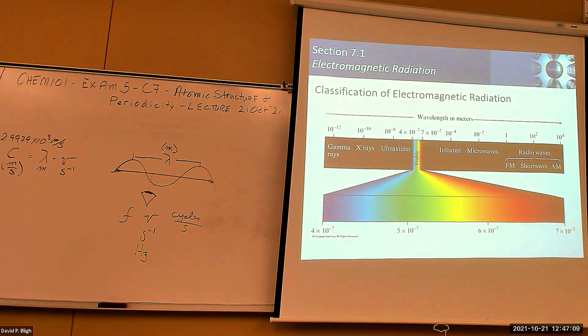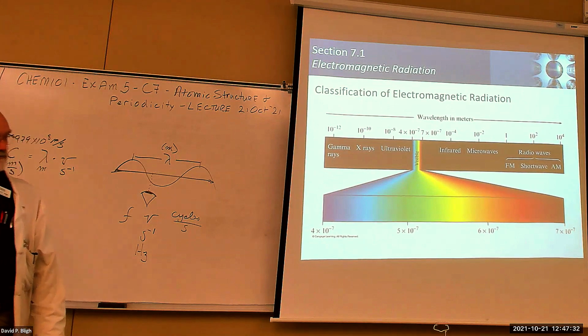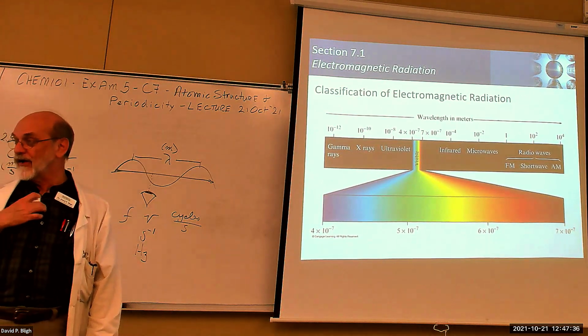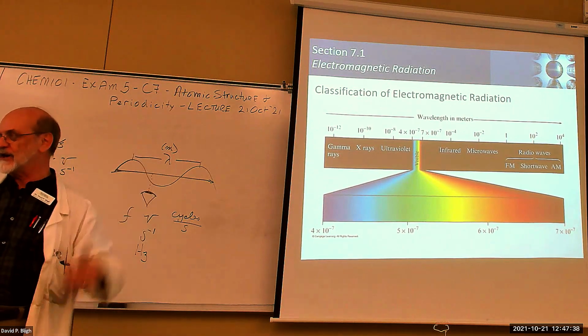Okay, electromagnetic spectrum. This is everything we know about light, all the representatives of light. It goes from this end, which is the very shortest wavelengths, gamma rays, all the way up to the longest wavelengths, radio waves. And radio waves can be tens of kilometers long. It can be very long distance between wave crests.